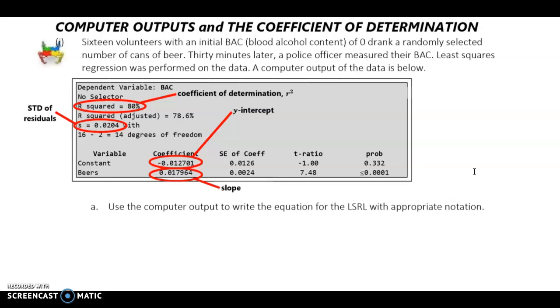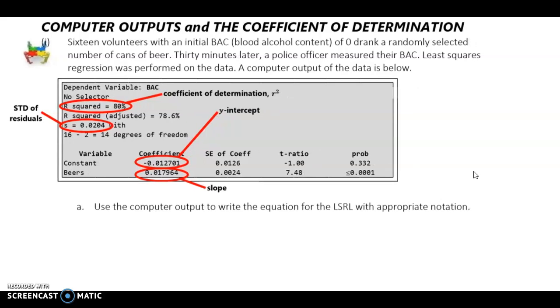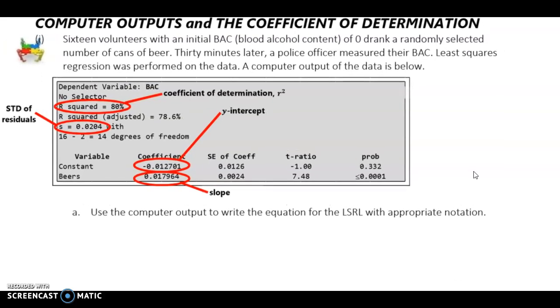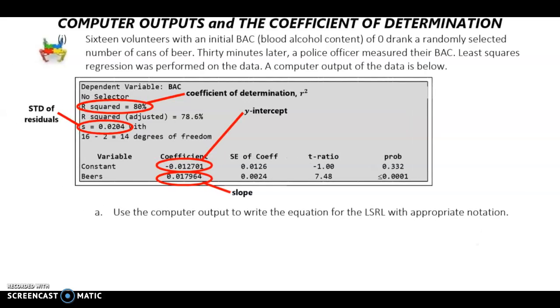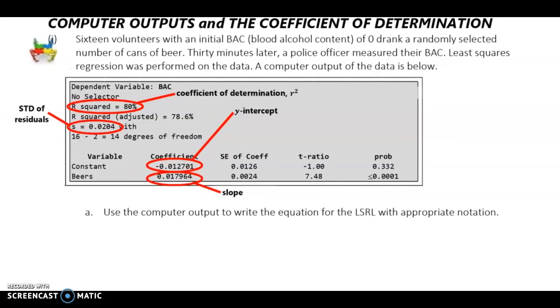Sometimes you'll be given computer outputs, and in those computer outputs, you're going to have some different values. It says here 16 volunteers with an initial BAC of 0 drank a randomly selected number of cans of beer. 30 minutes later, a police officer measured their BAC. Least squares regression was performed on the data, and the computer output is shown below. This was from an actual experiment. I'm not just making this up.